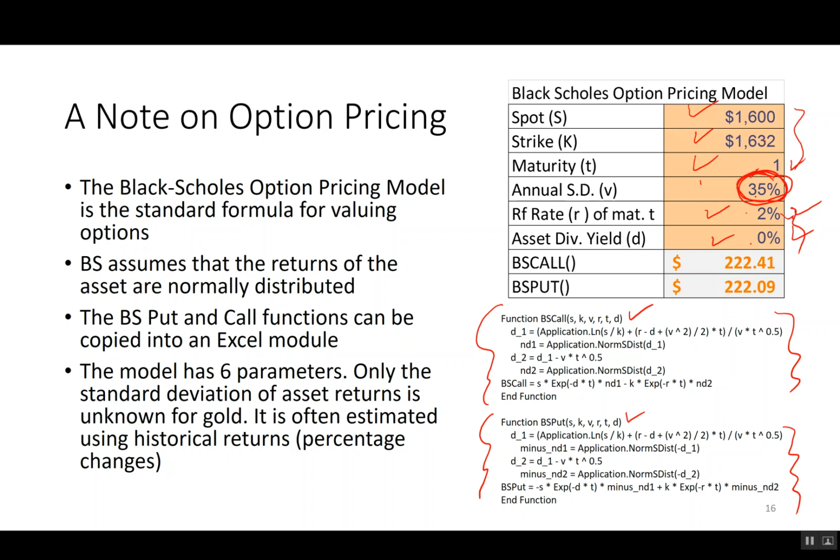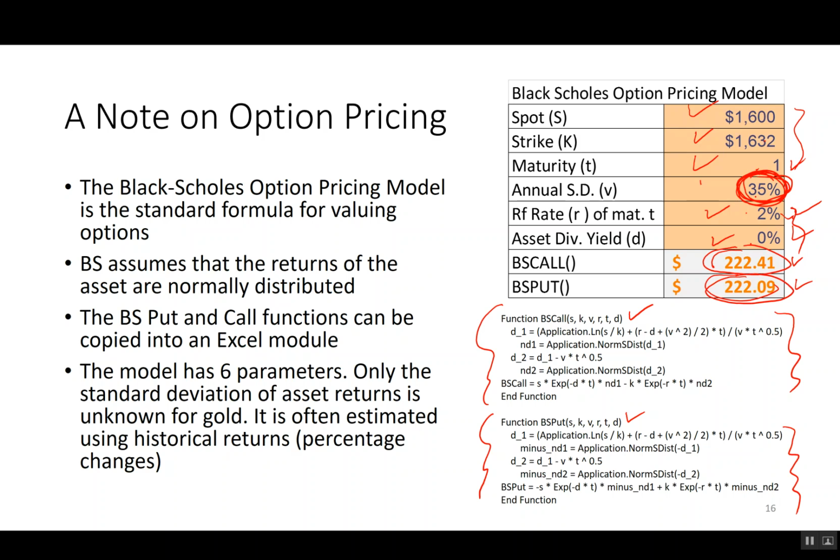Again, the tricky part is forecasting what the standard deviation is. I could maybe just use last year's standard deviation or last 5 year standard deviation, or even use some more complex models that forecast standard deviation. But I just put that number in there and it tells me what a fair price would be based on the assumptions that gold price appreciations are normally distributed. And that's where I got my $222.09 for a call. If I was trying to price a put, it would be 222.41.